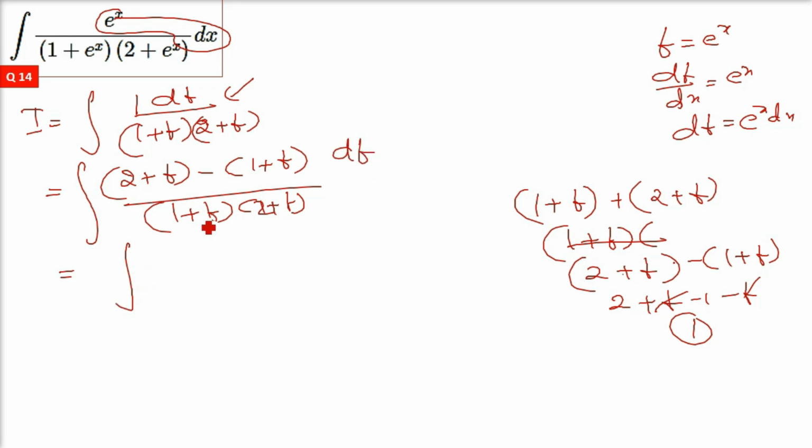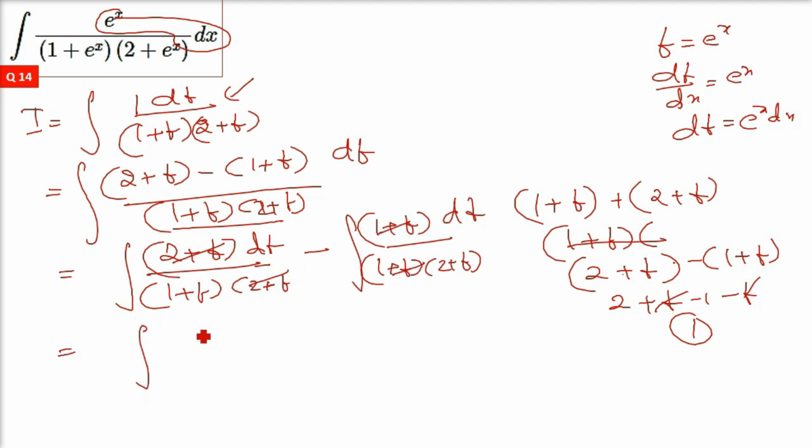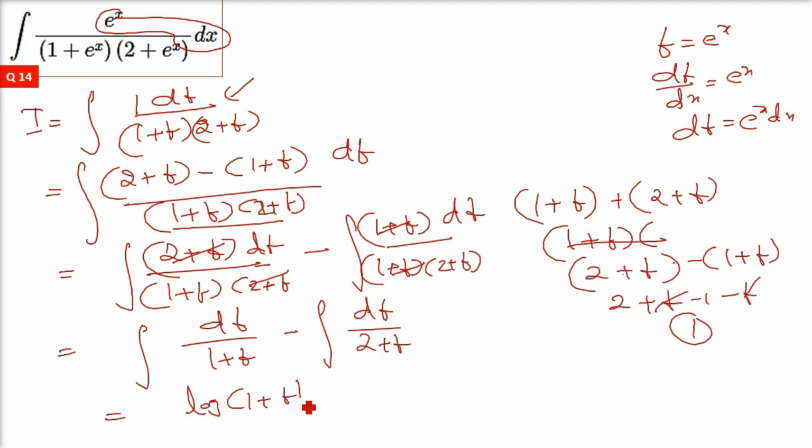So now just separate this out: 2 plus t divided by 1 plus t into 2 plus t. This will be the first term, minus integration of 1 plus t divided by 1 plus t into 2 plus t. Now you can just cancel these terms, 2 plus t, 2 plus t, 1 plus t, 1 plus t. So this is dt divided by 1 plus t, integration of 1 plus t we are doing. Here also integration of 1 by 2 plus t we are doing. And these are simply log. Log 1 plus t will come, inside the modulus sign. And log 2 plus t.